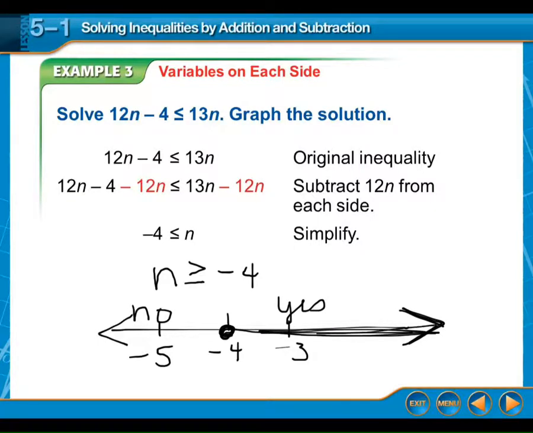And this is where people get confused sometimes, because they try to shade in the direction of this inequality symbol without thinking about what makes the statement true. You're only going to shade the side where all the possible answers make a true statement. So be very careful with this.